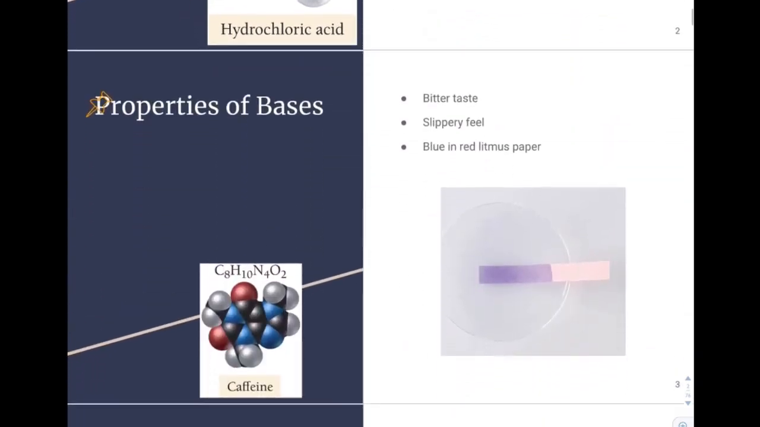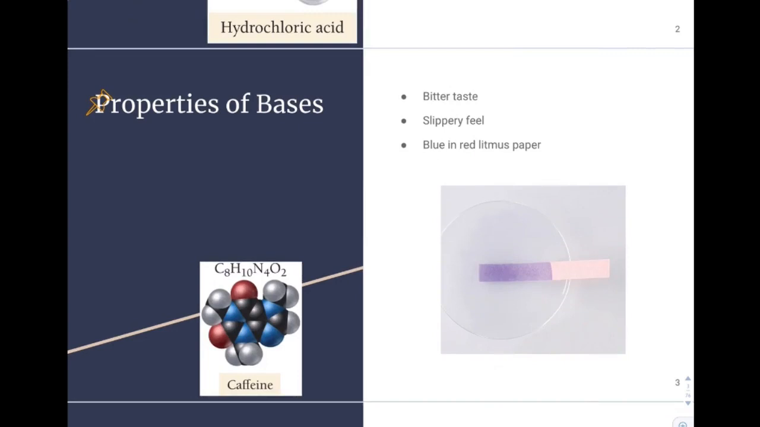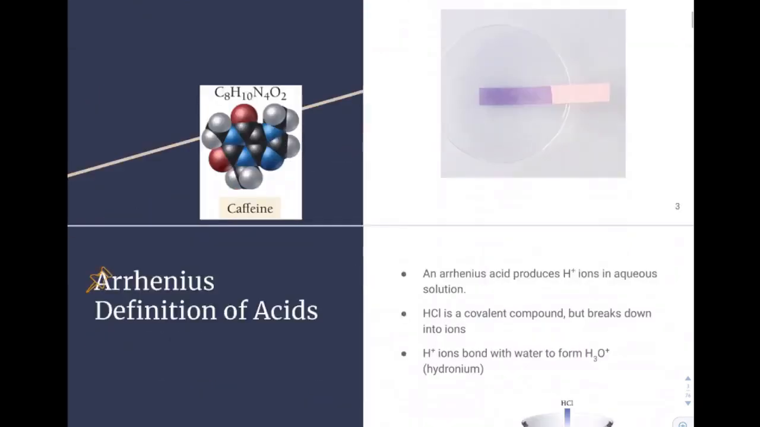The bases are kind of the opposite of acids, and so bases have a bitter taste. They have a slippery feel, so you can think of soap as a base, and they will turn litmus paper blue. Caffeine is an example of a base.